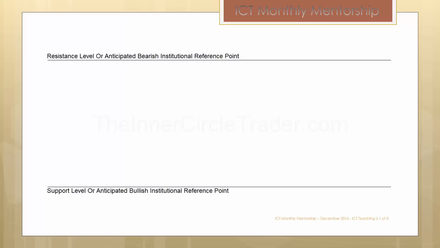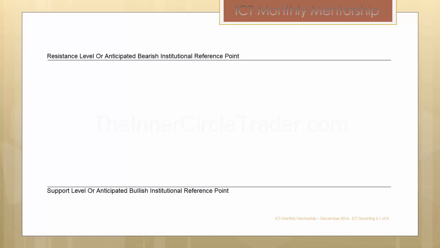Buying declines in bullish markets and selling rallies in a bear market. When we look at the marketplace and we frame price action in the form of resistance levels and support levels, or anticipated bearish institutional reference points and anticipated bullish institutional reference points, we have to have a context behind our viewpoints. Are we looking at a market that has a bullish scenario, or a bearish scenario? In this example, we're going to look at a bearish example.